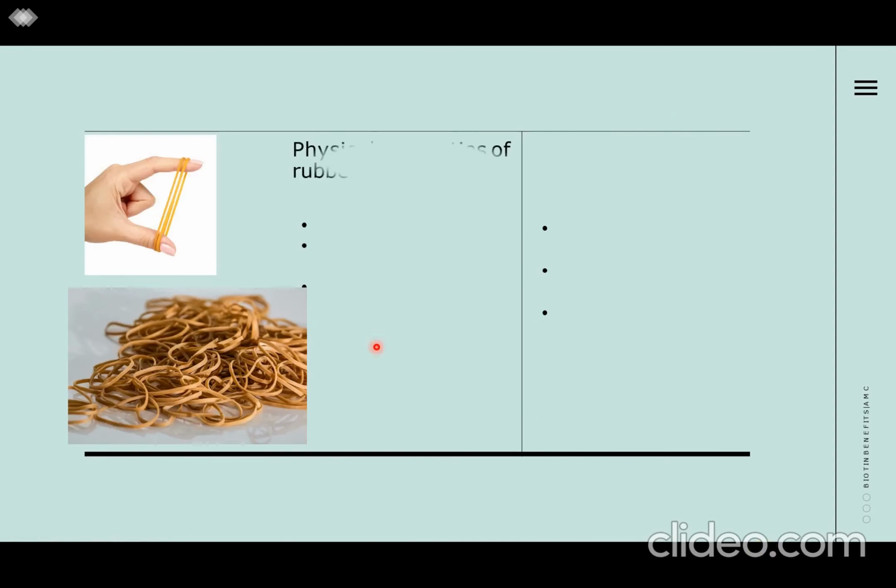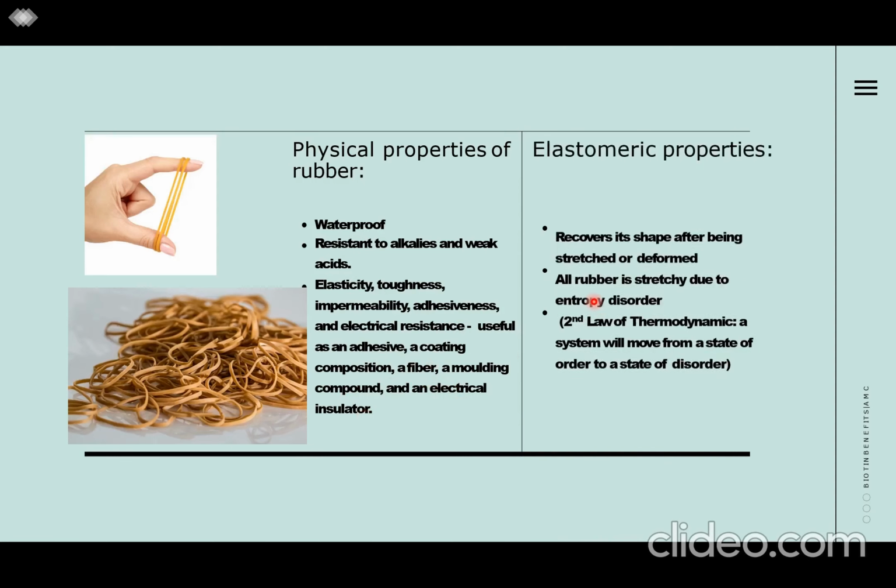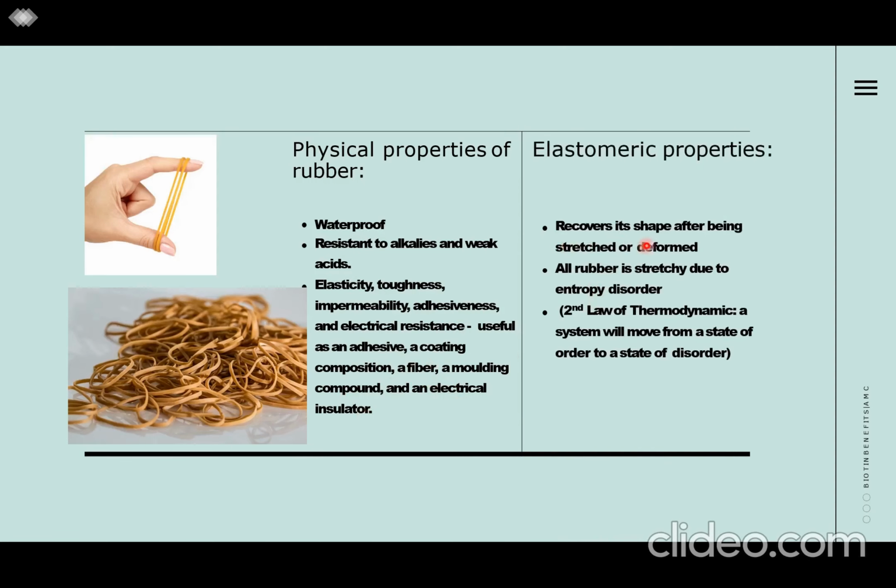Now, we look at the physical properties of rubber. Rubber is a waterproof polymer. It is also resistant to alkalis and weak acids. It is elastic, tough, impermeable, resistant to electricity and tends to adhere. Therefore it is suitable to make adhesive coating, insulator and molding compound. The rubber displays elastomeric properties, meaning it can recover its shape after being stretched or deformed.